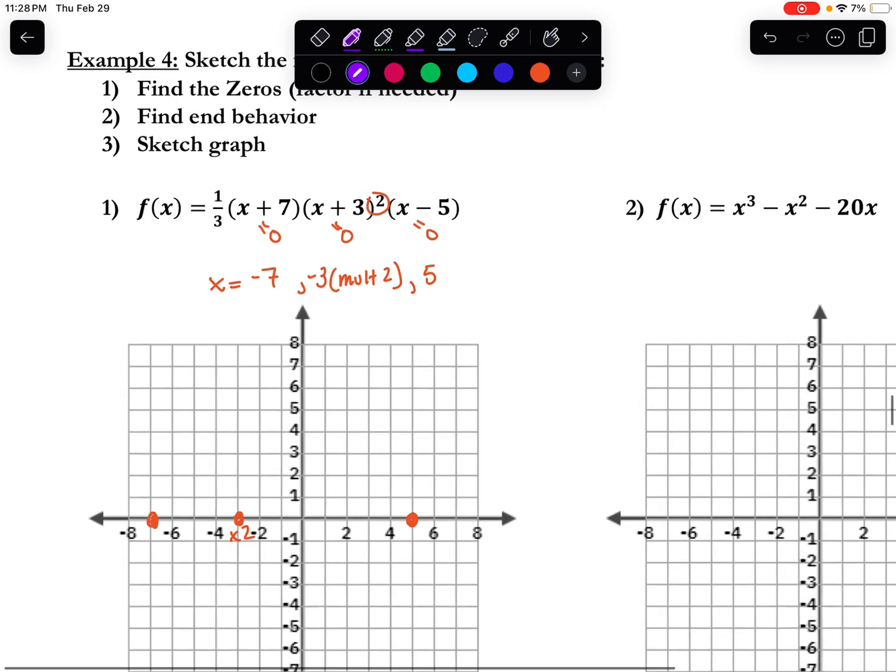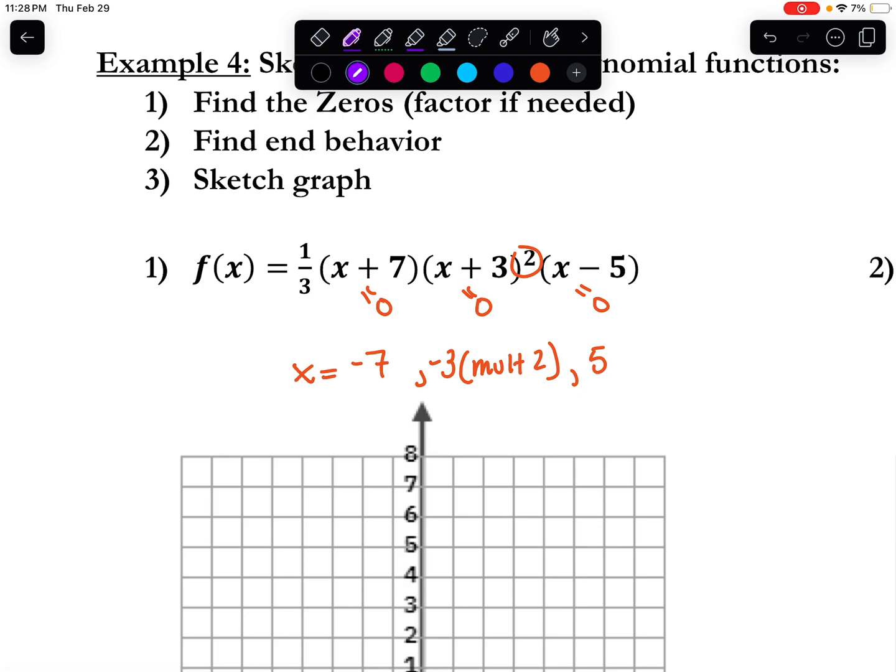Then we can go back up and look at the polynomial and ask ourselves, is this function positive or negative? Is the leading coefficient positive or negative? Well, we can look, 1/3 is positive, x is positive, a positive squared is positive. So all of these positives being multiplied together is positive. So that means our right arrow is going to go up.